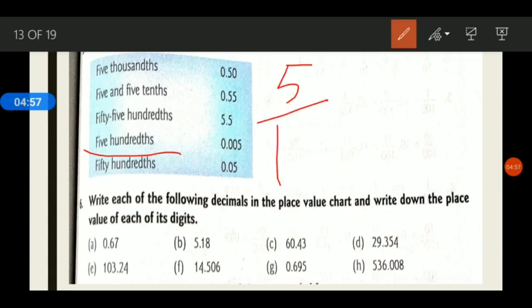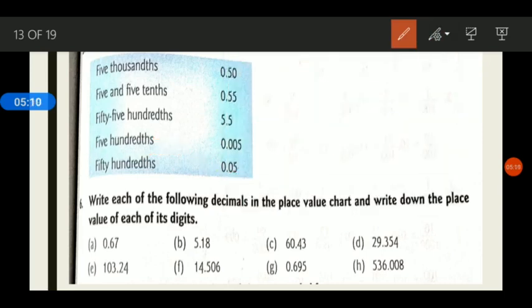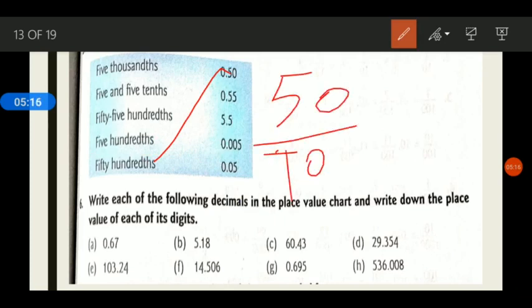Now next is 5 upon 100. So put the decimal point before 2 digits. To make it 2 digits, we put a 0 and then we put point. So this will be matched to this one, 0.05. Now next is 50 hundredths. 50 hundredths will be matched with this. 50 hundredths means 50 upon 100, and you have to put the decimal point before 2 digits, that is 0.50. Got it? Now see the answer.